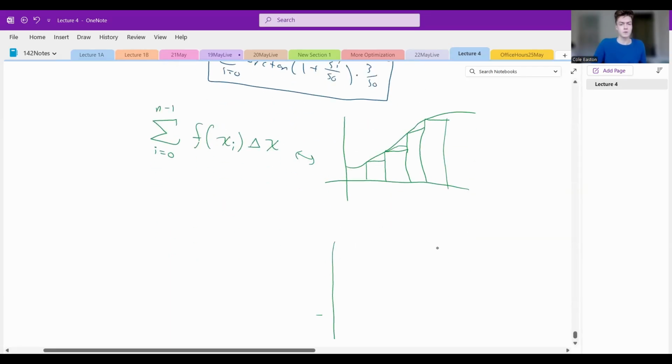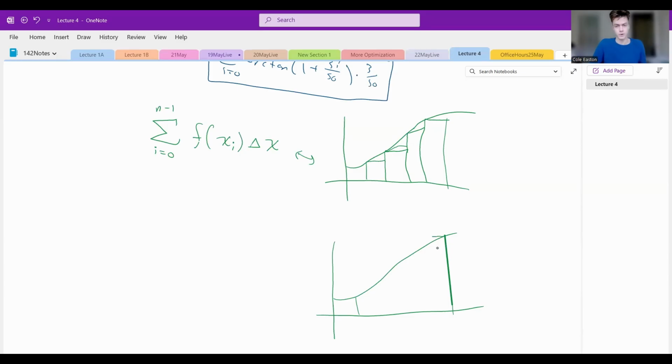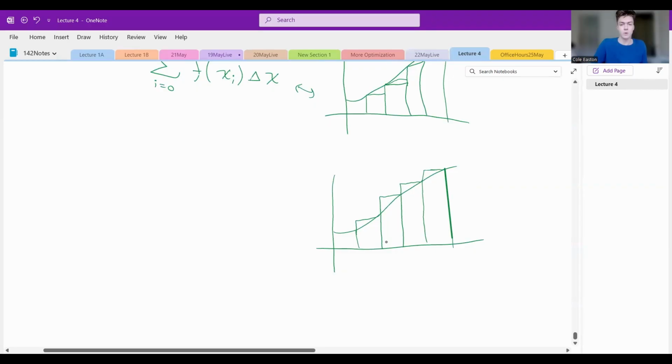But what if I wanted to draw a slightly different picture? What if between my a and b, I instead wanted to touch the rectangles to my curve on the right side? Well, then let's think about where we start. That means that the first place we're going to evaluate the height is here. So that's going to be our a plus a delta x, and then we're going to have a plus 2 delta x. And it looks like here we have n equals 4, so a plus 3 delta x and a plus 4 delta x.